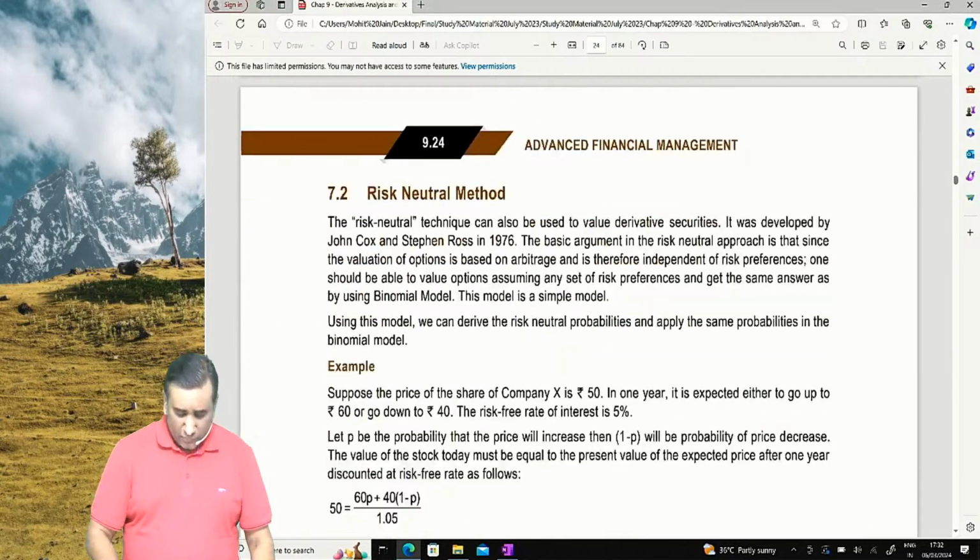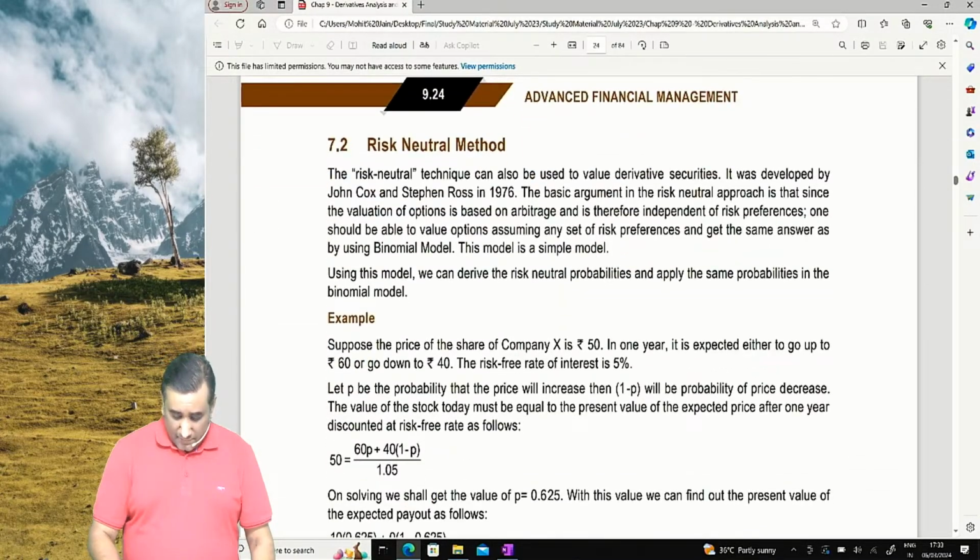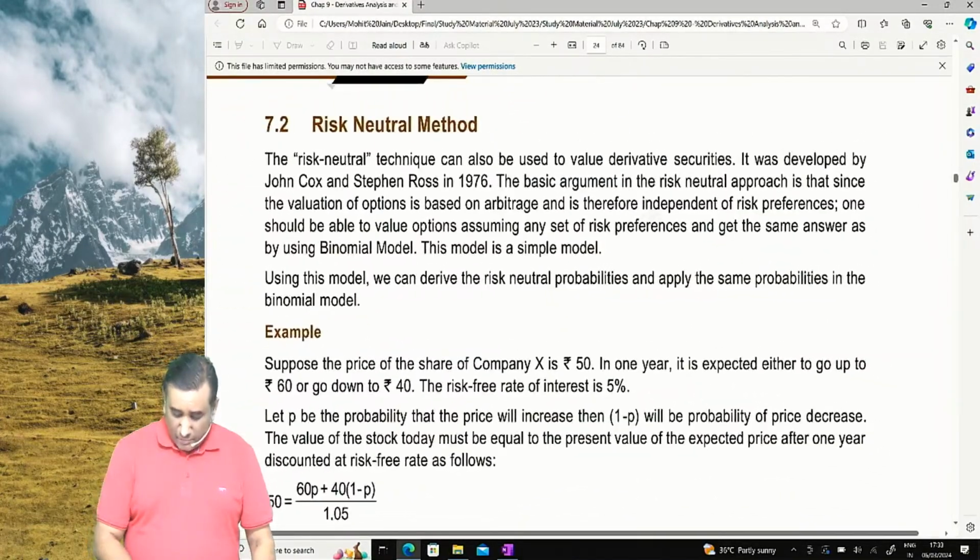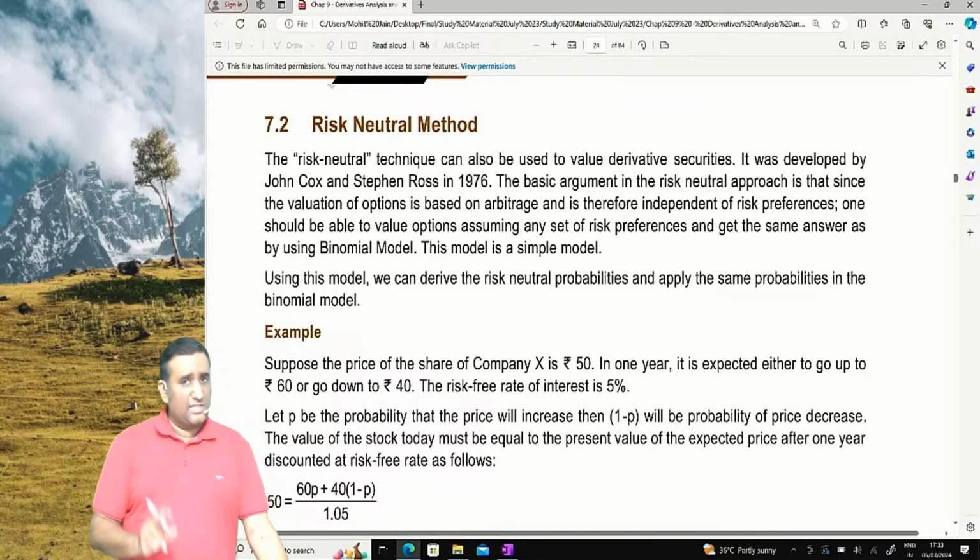Then suddenly they move to risk neutral, and at the second point, they'll say using this model we can derive the risk neutral probabilities and apply the same probability in the binomial model. Basically, that's one and the same. I don't know why, research analysts keep doing binomial and risk neutral. Practically, people apply the put-call parity theorem. The weird thing is, anyhow, since it's an exam, if nothing is said, for binomial we'll do exactly the same way.